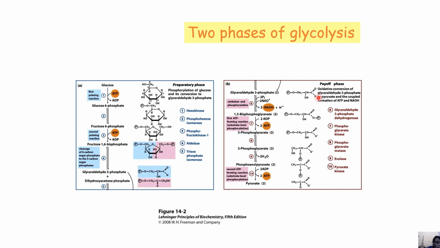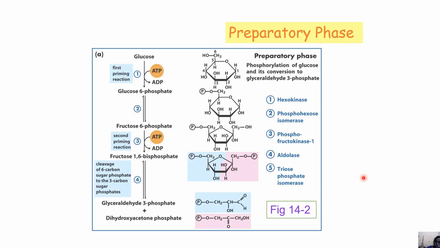Then comes the payoff phase: the oxidative conversion of glyceraldehyde 3-phosphate to pyruvate and the coupled formation of ATP and NADH. First oxidation and phosphorylation, then the first ATP-forming reaction, substrate-level phosphorylation, then the second ATP-forming reaction, substrate-level phosphorylation, and these are the different enzymes that are being used. So this is the preparatory phase, with the different structures, products, and enzymes that are being used.